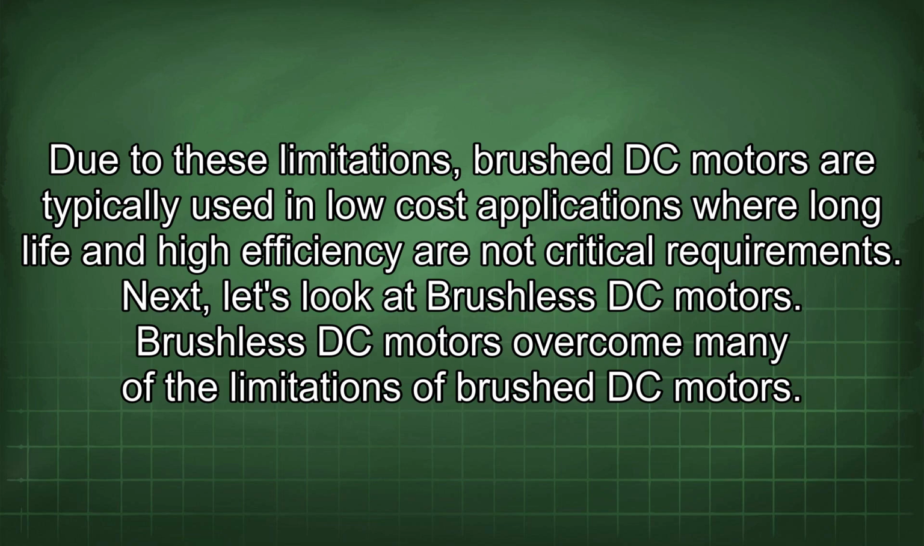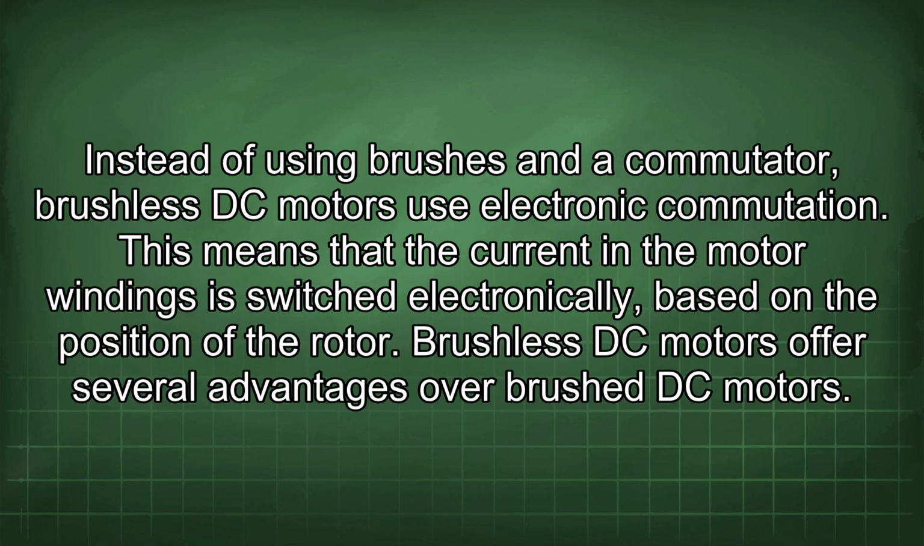Brushless DC motors overcome many of the limitations of brushed DC motors. Instead of using brushes and a commutator, brushless DC motors use electronic commutation. This means that the current in the motor windings is switched electronically based on the position of the rotor.